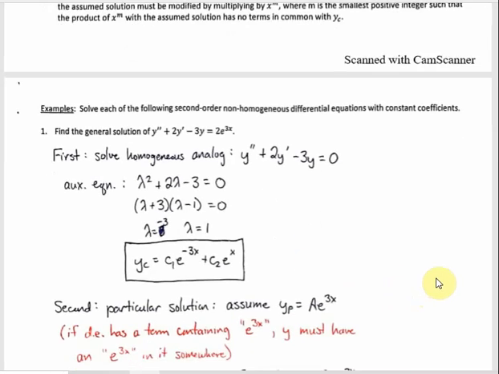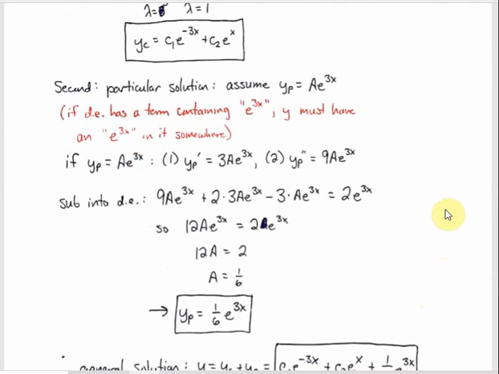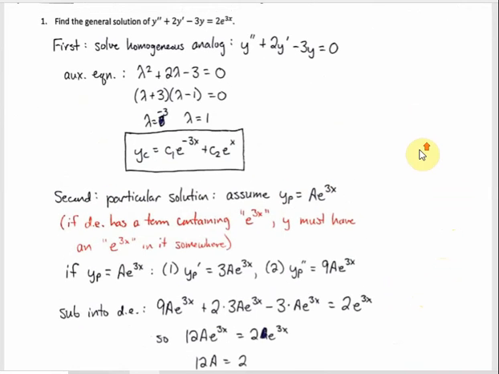Then here's the new part, the particular solution. What we're going to assume, and I want this still visible up here, because of the 2e to the 3x, we say it should be e to the same power, but maybe with a different coefficient.